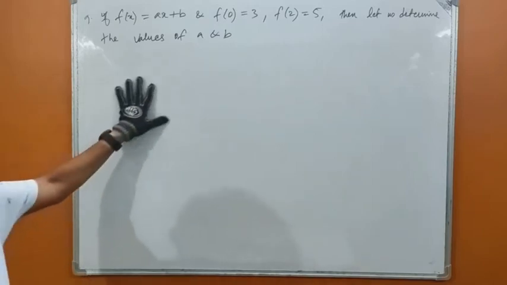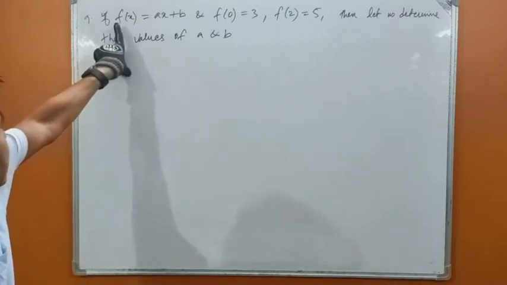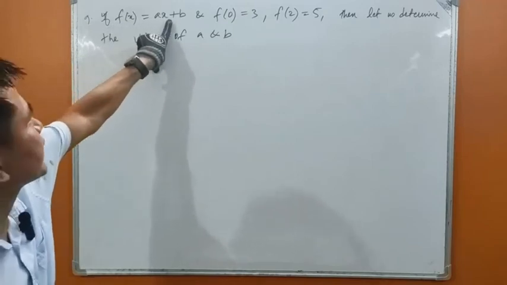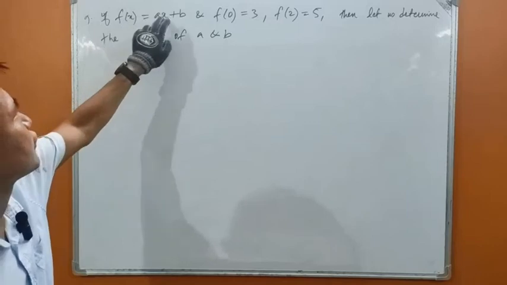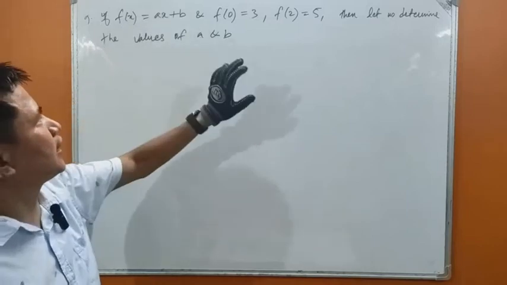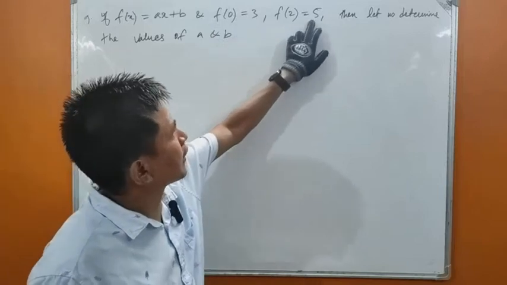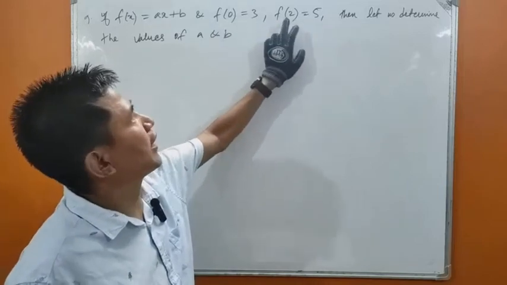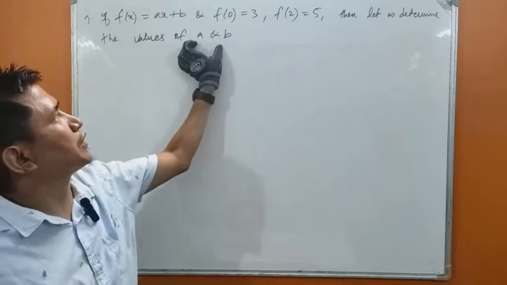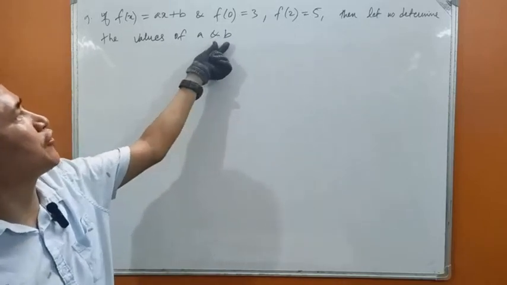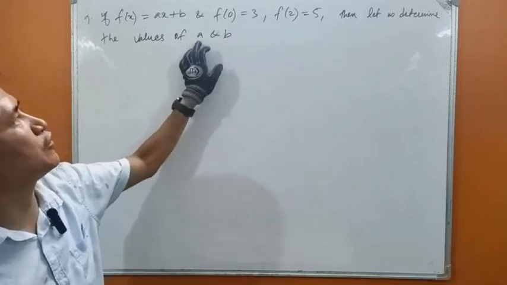Okay, now let's quickly move on to the next question, that is question number 9. If f of x equals ax plus b, this is given to us. This is a polynomial f of x equals ax plus b. And we are given f of 0 is 3 and f of 2 is 5. Then let us determine the values of a and b. Means we are asked to find the value of a and b. If f of 0 is 3 and f of 2 is 5, then what are the values of a and b?